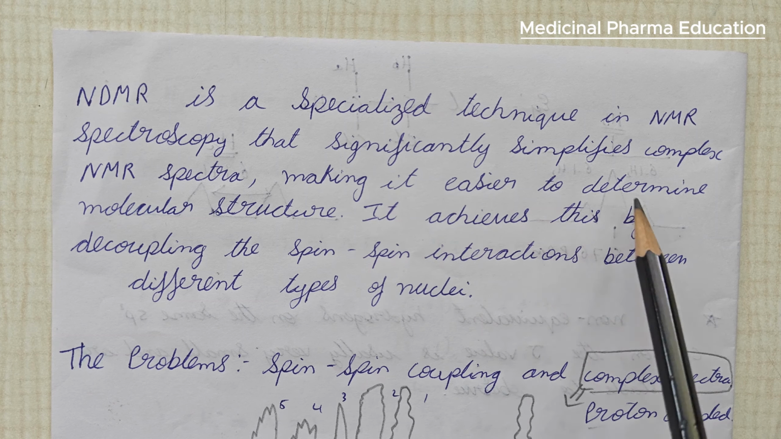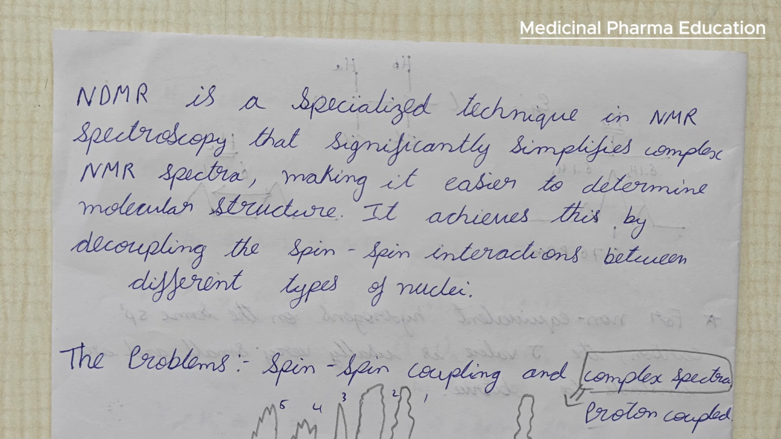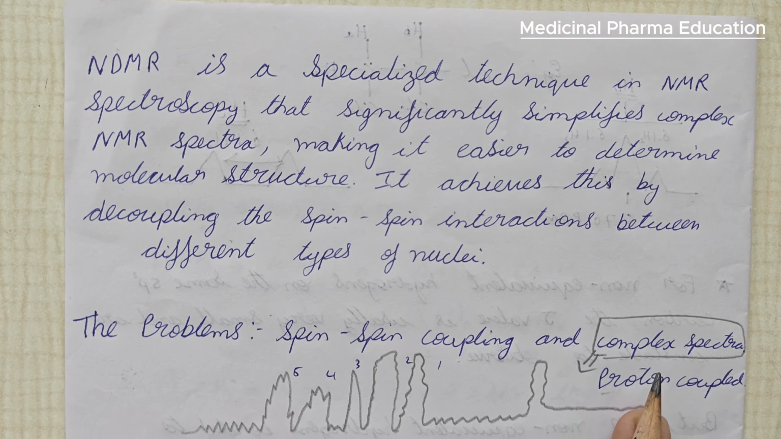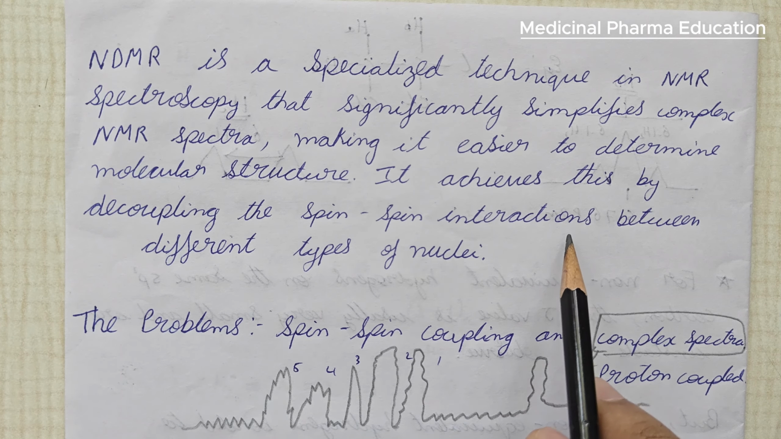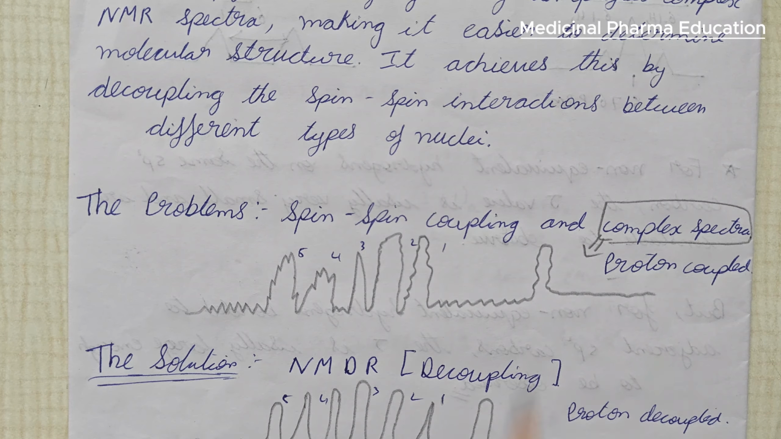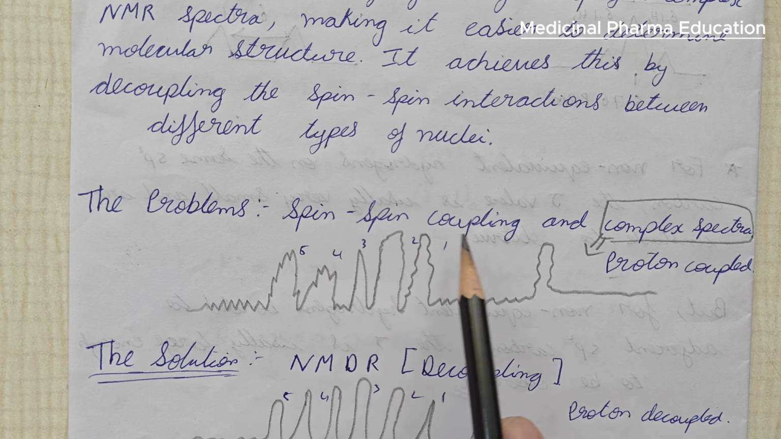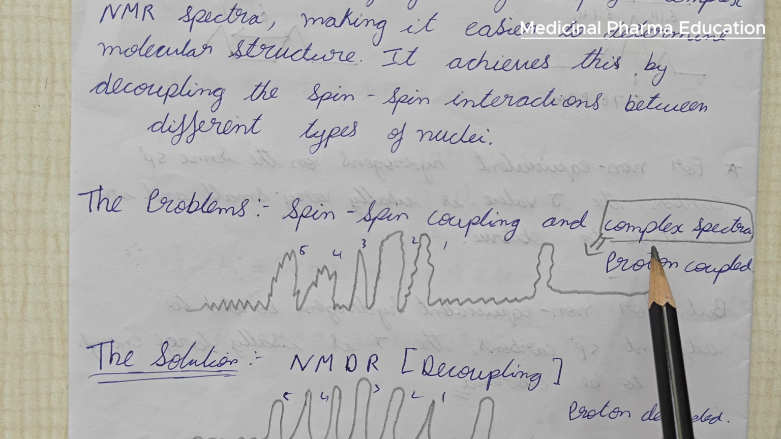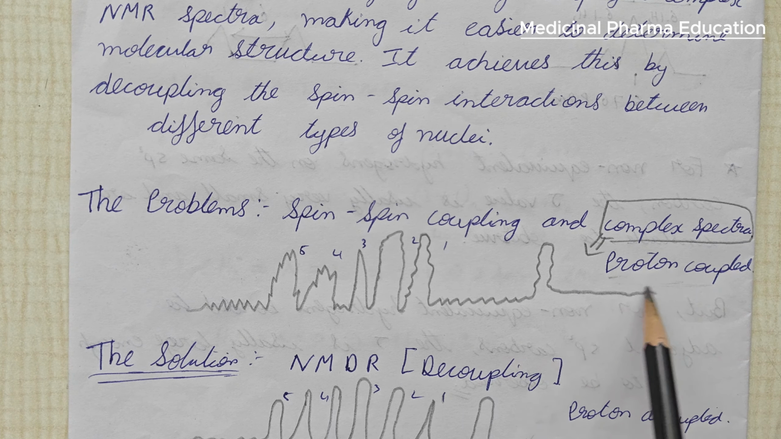Makes it easier to determine molecular structure. Okay, I hope you are understanding. It achieves this by decoupling the spin-spin interaction between different types of nucleus. In coupling, what was happening? Spin-spin interaction was happening, which was forming a complex spectrum. Okay, spin-spin coupling forms a complex spectrum, and this is called proton coupled.